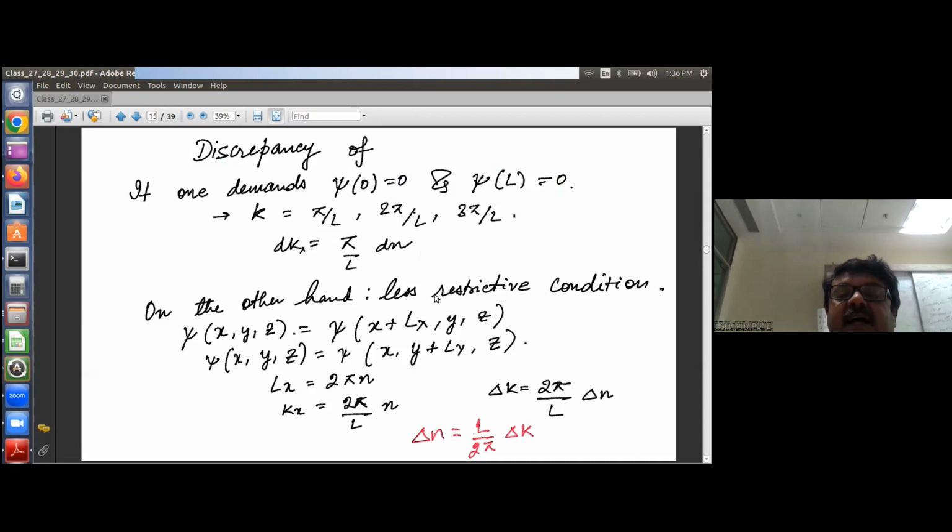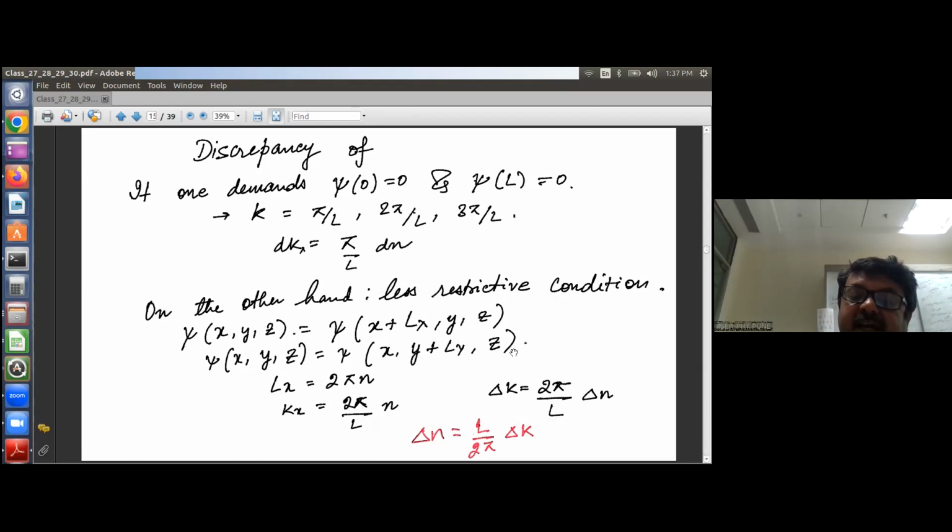But on the other hand, if we have a less restrictive condition, we don't demand that psi has to be 0 at x equal to 0 and at x equal to L, but in general say that psi at x, y, z need not be 0, but just equal to psi at x plus L, y, z, and psi at x, y, z equal to psi at x, y plus L, z, and so on and so forth.